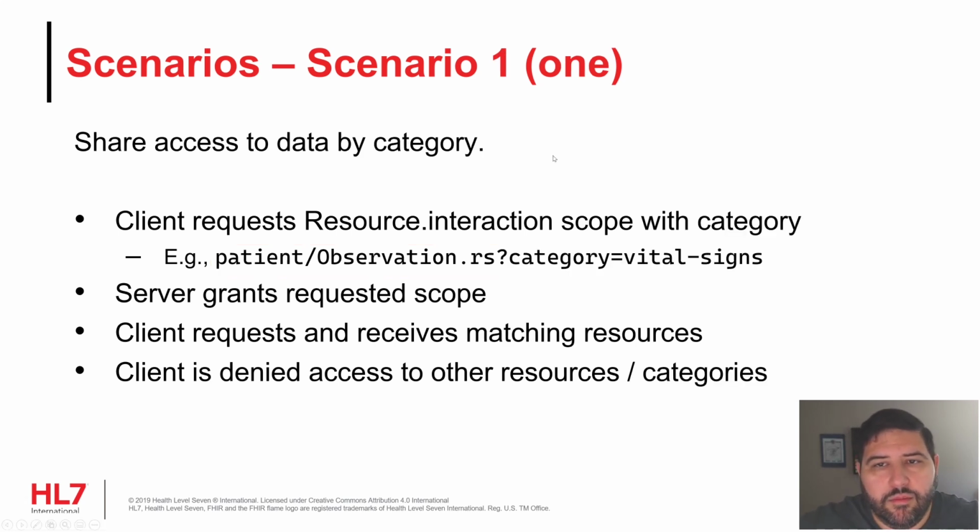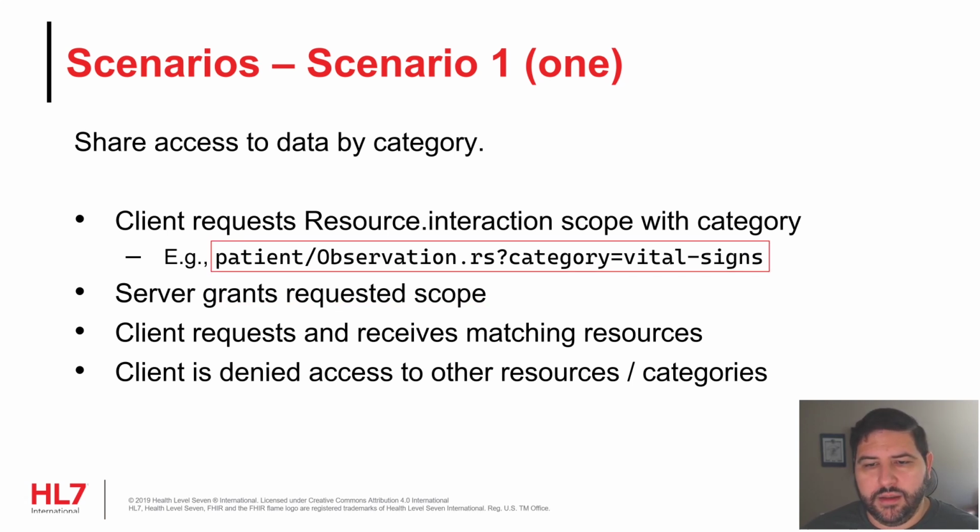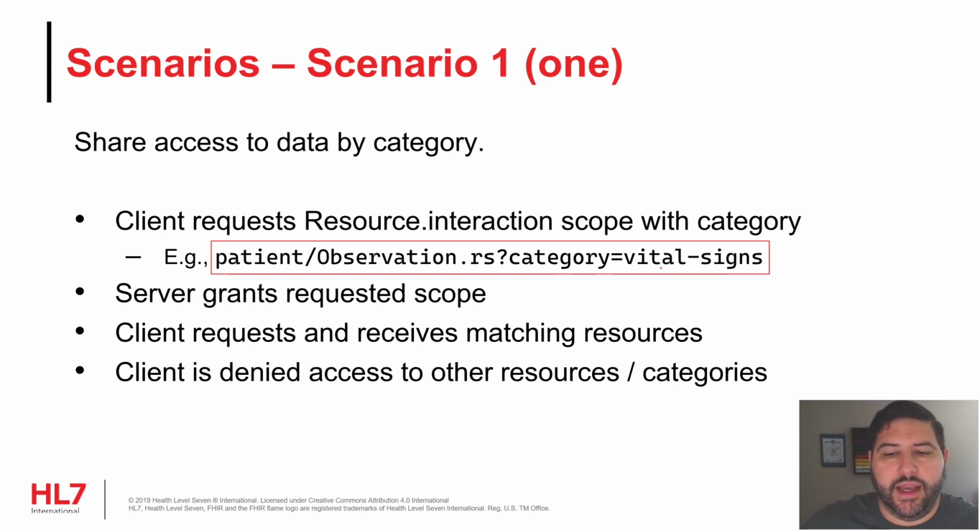Once that's done, moving on to scenario 1, and these build on each other as much as possible. So now you can see we have the same request, but now we're adding the category of vital signs. What we're saying is, in this case, we want access to read and search observations that have a category of vital signs. So again, servers need to accept this, filter this, show this to users, whatever they need to do. And then clients need to be able to request these and show that they're working or not.